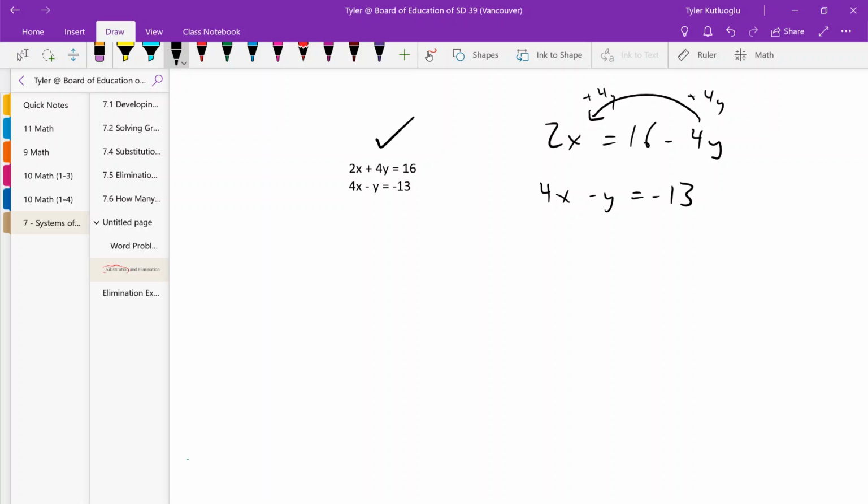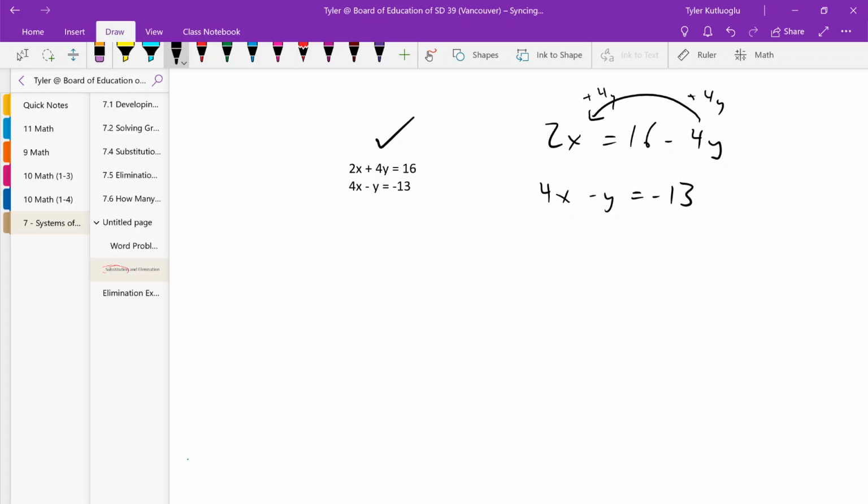I want to isolate and get rid of one of the variables. I could either get rid of the x's or the y's. The way we do this is we want to make it so they both have the same coefficient. So in the first one, we have 2 and 4, not the same. And then for y's, we have 4 and negative 1, also not the same. So I'm going to have to multiply one of the equations to make them the same. It doesn't matter which one, whichever one you're more comfortable doing.